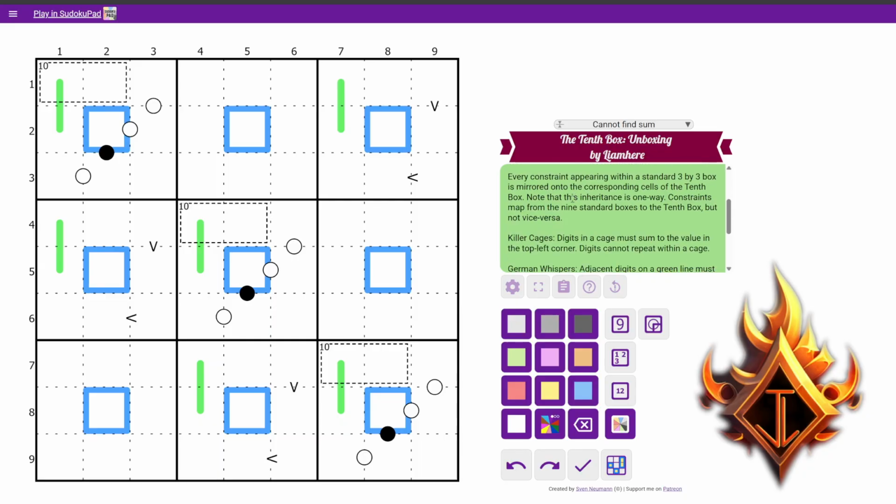Nice. Every constraint appearing within a standard 3 by 3 box is mirrored onto the corresponding cells of the 10th box. Note that this inheritance is one way. Constraints map from the 9 standard boxes to the 10th box, but not vice versa.